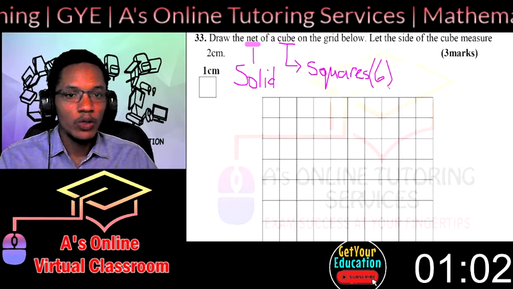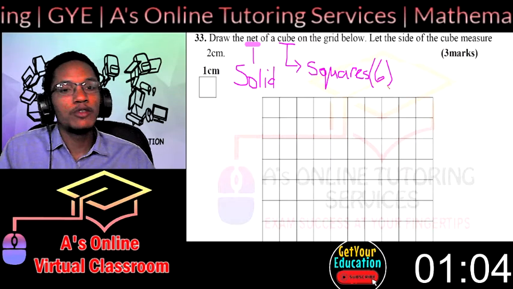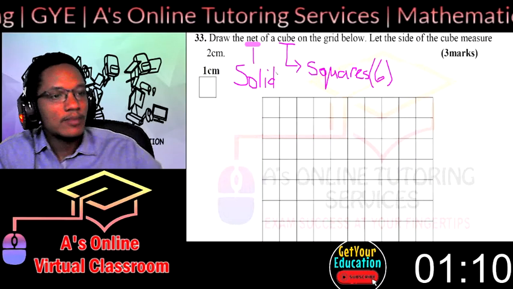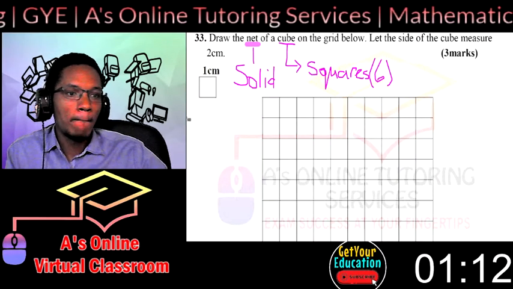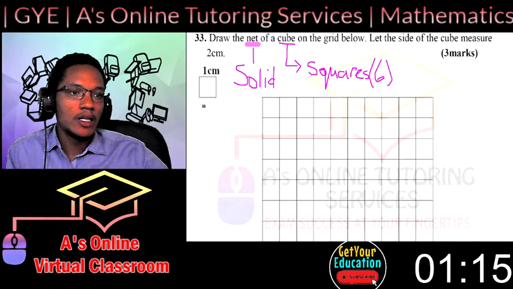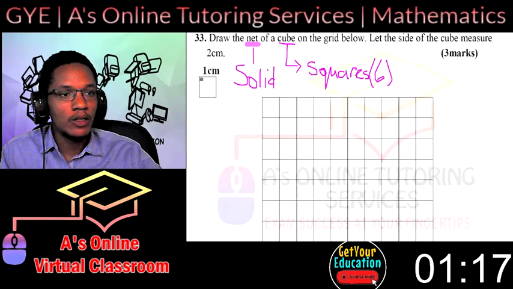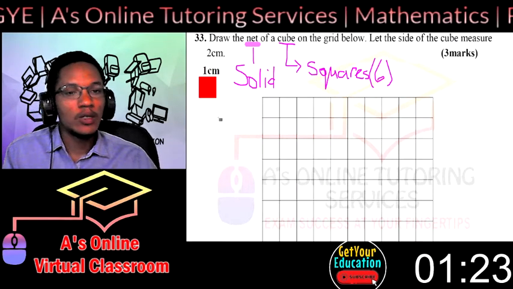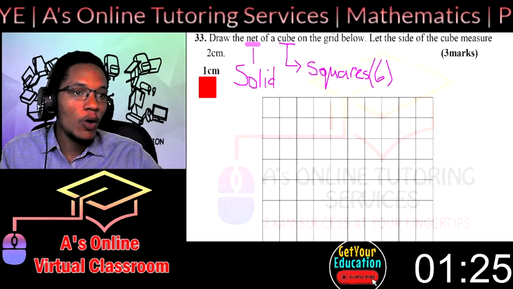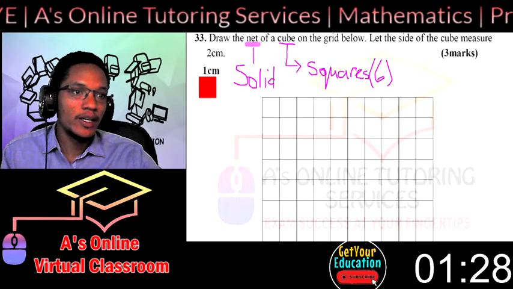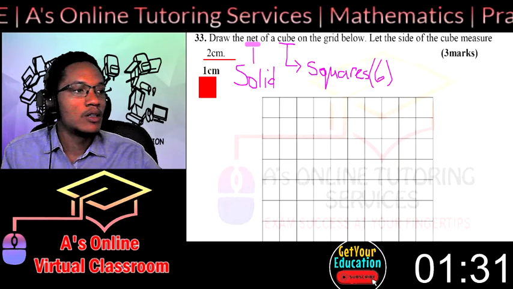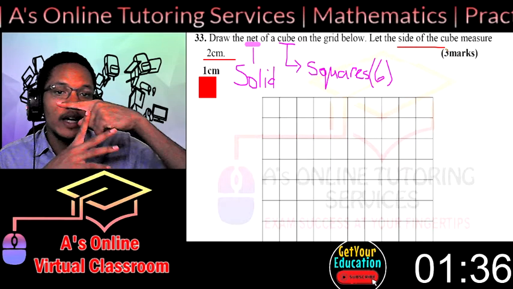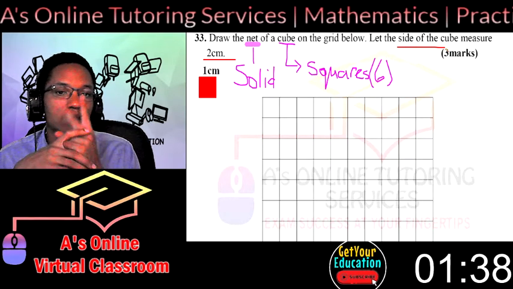So what we're basically going to be doing is drawing the faces of the solid, right? So the faces come in the form of a square, and according to the question here, one of these squares has a side of 1 centimeter. But they want the side of the cube to measure 2 centimeters. So every single side of each square we draw needs to be 2 centimeters, right?